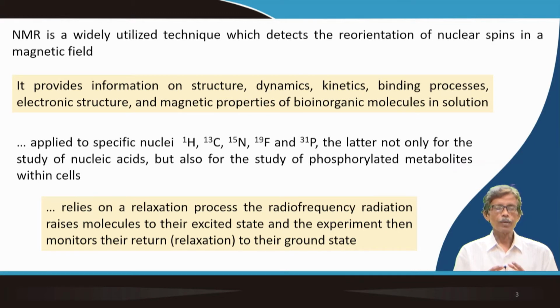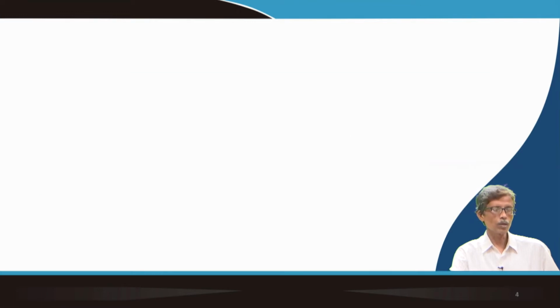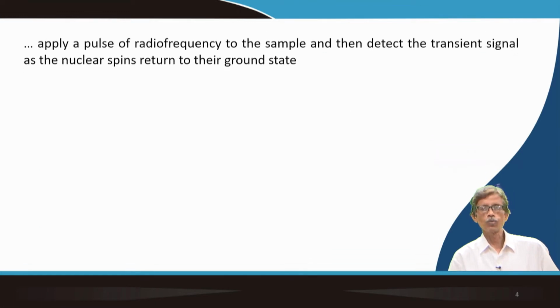So, it raises the molecules to their excited states. So, the nuclear energy levels can be excited to the upper excited state, and then it monitors the return, that means the relaxation, it is going up and then it is coming down. So, when it is relaxing, the relaxation process we can monitor to the ground state, and when we measure that, we find the corresponding NMR signals.